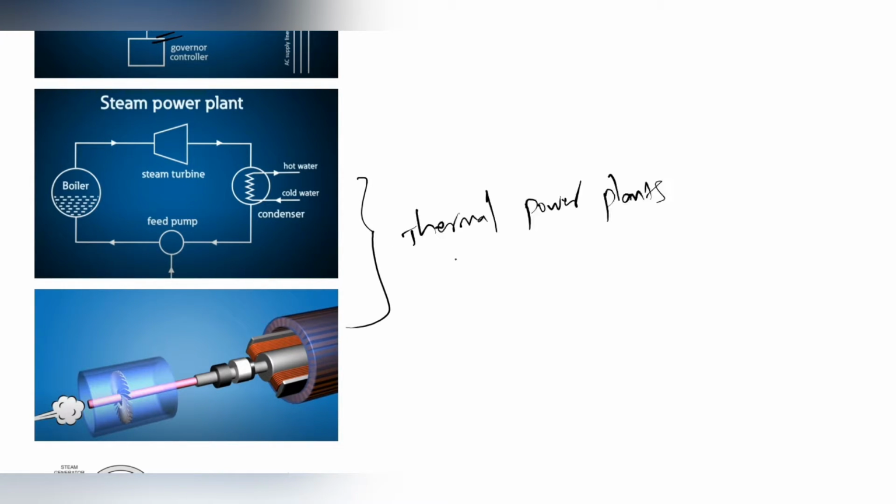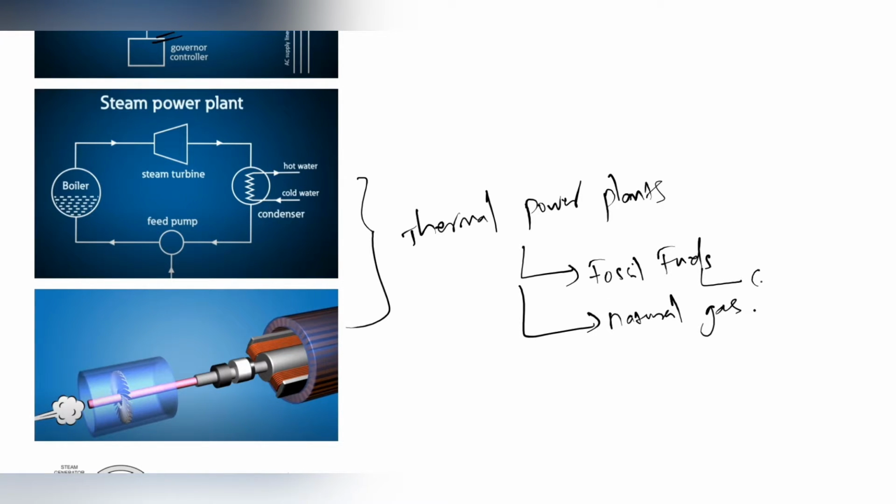The heat in thermal power plants can be generated by fossil fuels, or it can also be generated by natural gas. So there are multiple ways. Within fossil fuels itself, there are various types of coal that are widely used to create this heat, and the steam generated out of this heat acts as the prime mover for the rotor to rotate. Such plants are called thermal power plants.